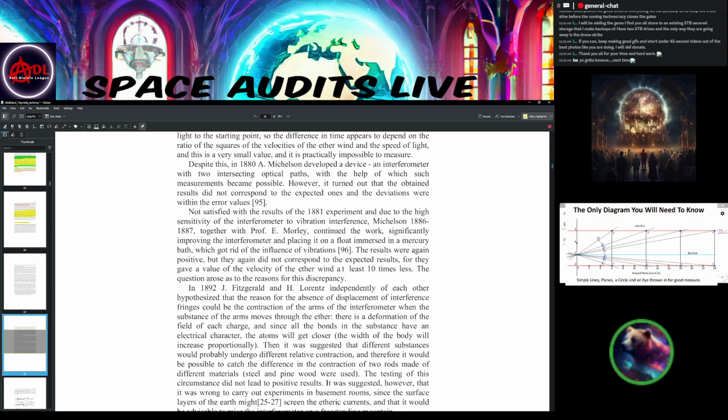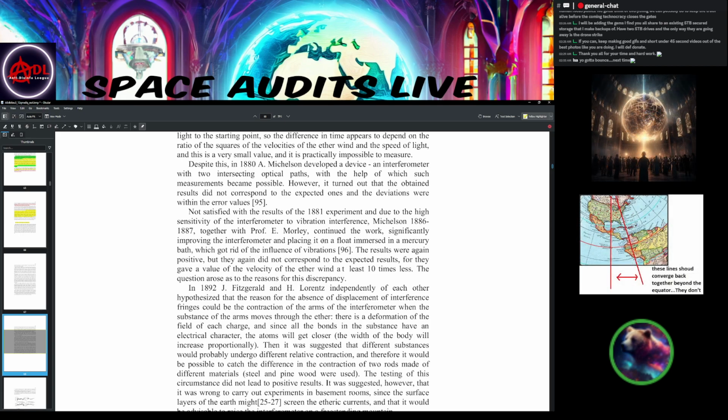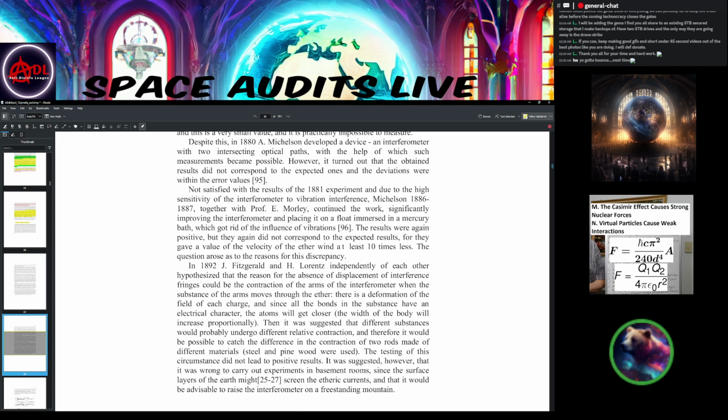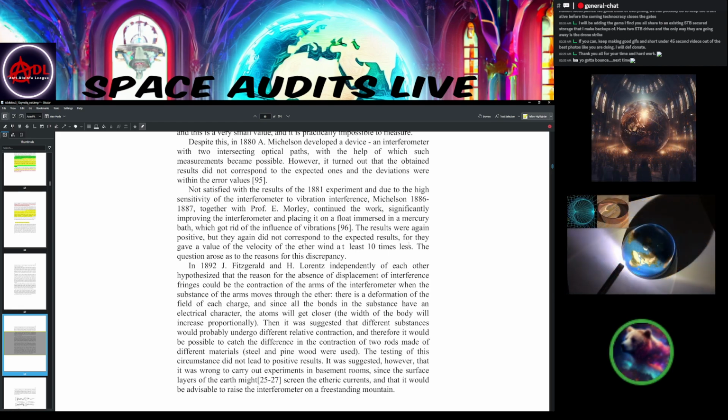Not satisfied with the results of the 1881 experiment, due to the high sensitivity of the interferometer to vibration interference, Michelson in 1886 and 1887 with Professor E. Morley continued the work, significantly improving the interferometer and placing it on a float immersed in a mercury bath, which got rid of the influence of vibrations. Citation 96. The results were again null, but they did not correspond to the expected results, for they gave a value of the velocity of the ether wind 10 times less than what would be required. Displacement shown if heliocentrism were true. Now, I added that last part there after I said 10 times less, but that's just me throwing that in there. The question arose for the reason of the discrepancy.